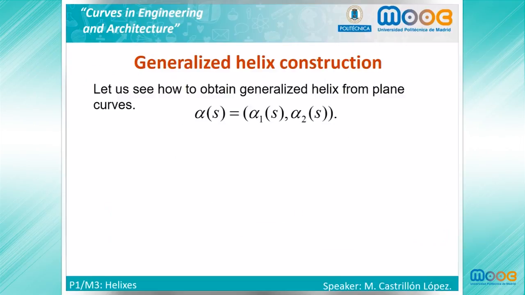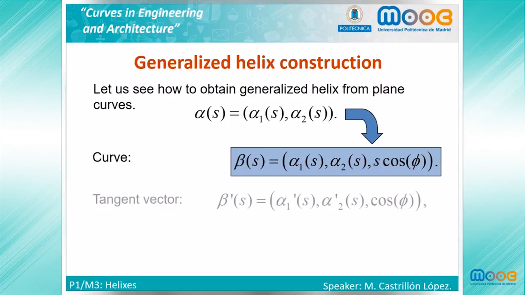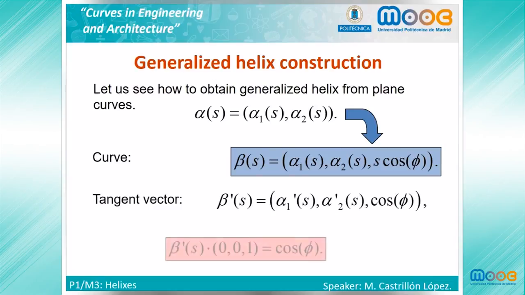We can obtain a generalized helix starting from a plane curve by considering the following construction. We begin with an arc length plane curve alpha, and we define a space curve beta where the z component is proportional to the arc length parameter s. Then, it is easy to check that the tangent vectors satisfy the helix condition.